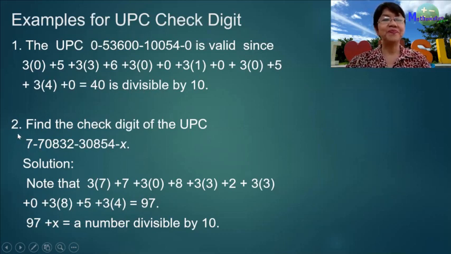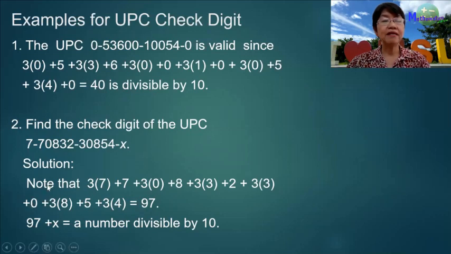Number 2. Find the check digit of the UPC represented by 7-70832-30854-X. So the check digit is unknown. To solve for X, we follow the formula where the first digit and all the odd-numbered digits are multiplied by 3, and then the rest of the digits are added. And the result is 97.